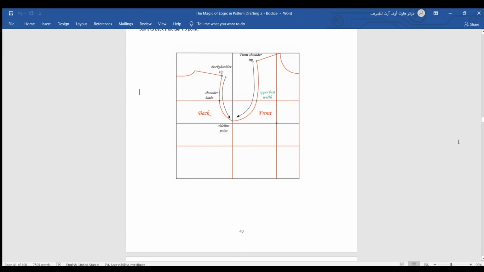Okay, so by now we are done with part 1 of the bodice pattern drafting. In the next video, I will show you how to place the darts on the waist and the shoulder darts, and how to calculate the value of the darts, and how to draft them.